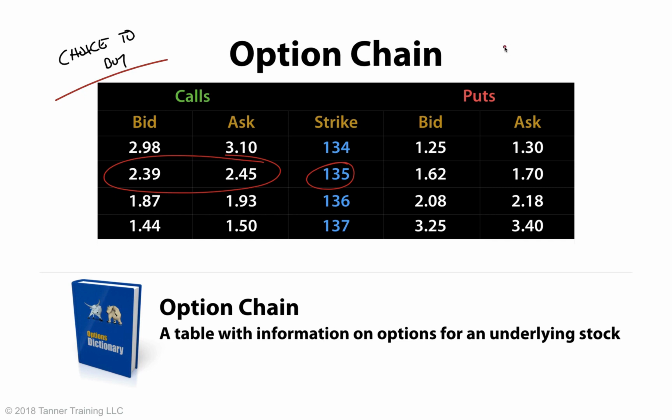Over here on the put side, this is the choice to sell. So maybe you own this stock and you say, hey, I want to make sure that if it goes down to 133, 132, 131, 130, I could still sell it at 135.